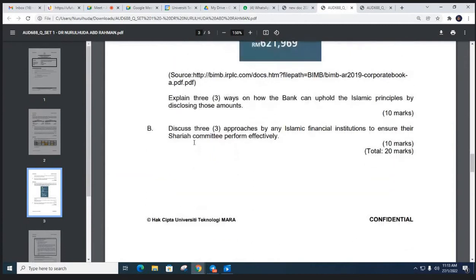And then approach to ensure Syariah Committee perform effectively. Approach by the institution. Macam mana dia nak pastikan Syariah Committee perform effectively? Ini by the institution ya, bukan by Bank Negara Malaysia.